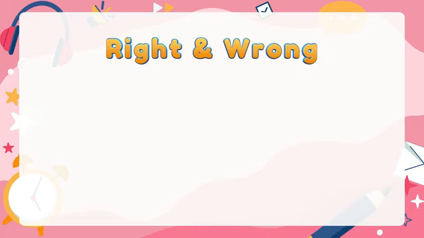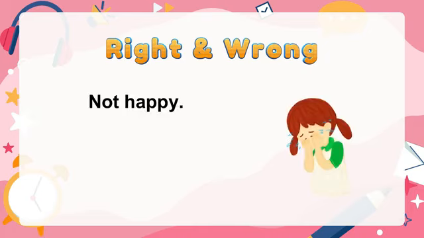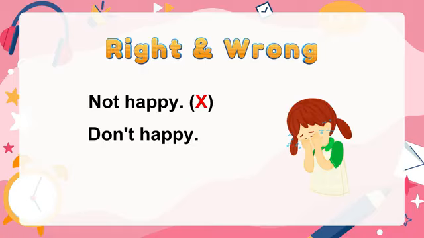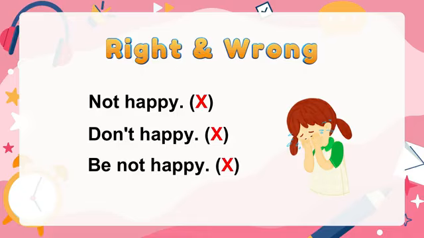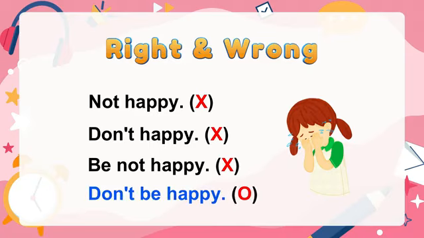The next one says, not happy. This is wrong because there is no verb. The next one says, don't happy. This is wrong because you need the base verb be. Be not happy is wrong because we put don't be in front of the adjective. The correct answer is, don't be happy.